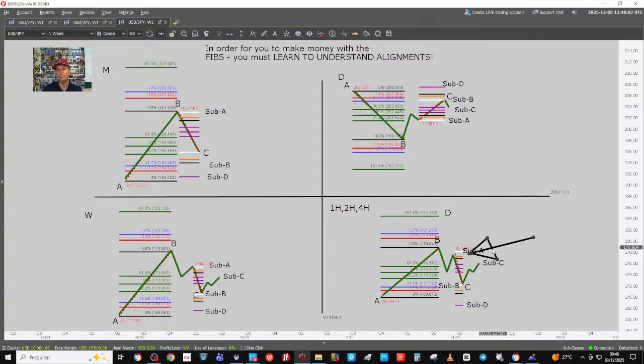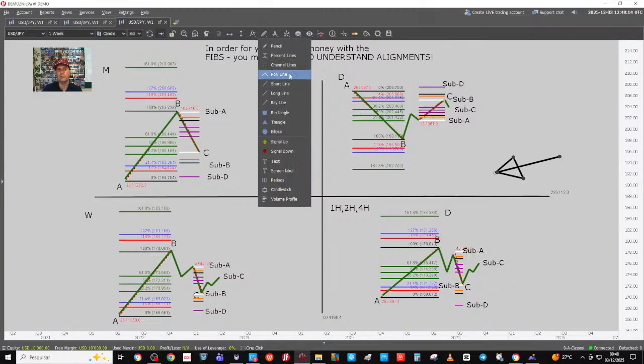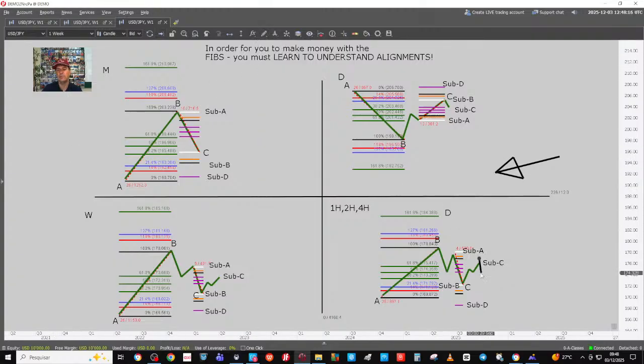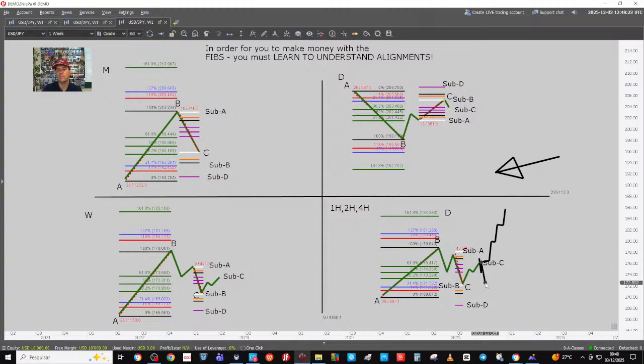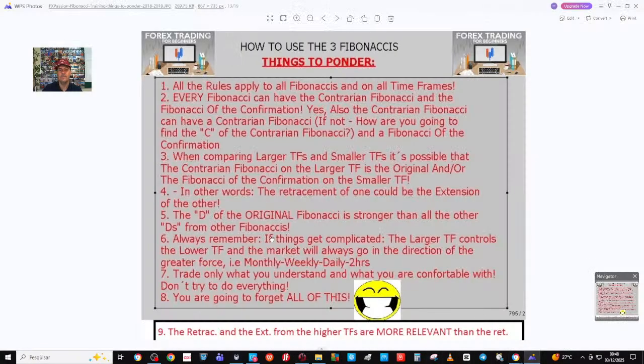Decision time: buy or sell the 1 hour, 2 hour, 4 hour chart. Where do you see the greatest force? Do you see the 1 hour, 2 hour, 4 hour chart from your decision coming up to here, or going down to here? Where do you see this market going? Trade only what you understand and what you're comfortable with.